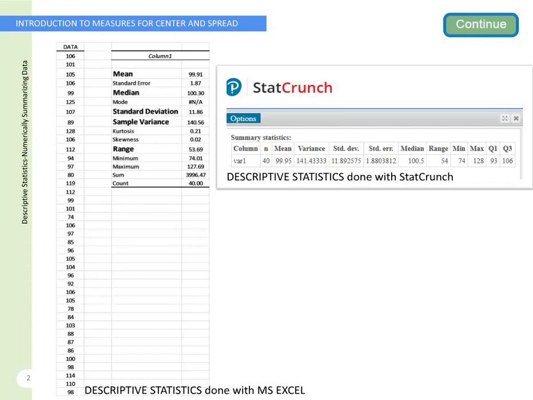The raw data was summarized by the mean, median, standard deviation, sample variance, range. In the remaining of this presentation, I'll explain to you the meaning of these concepts, how to calculate them, and how to interpret them. A similar summary for the data can be generated with StatCrunch.